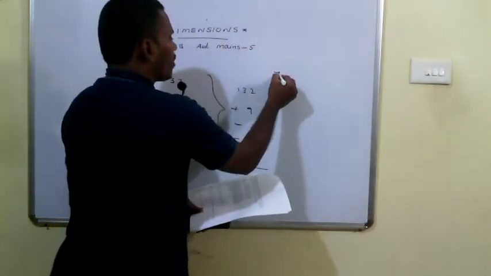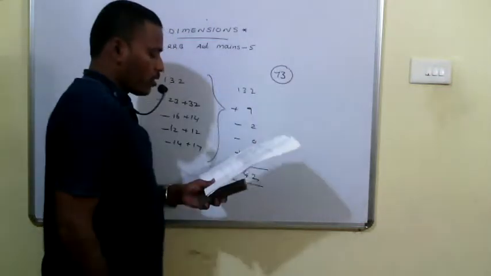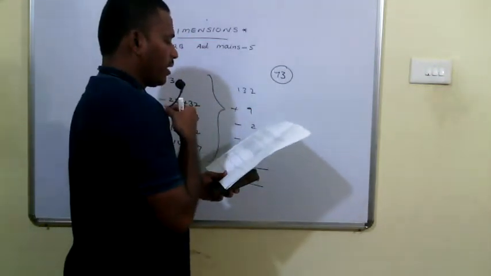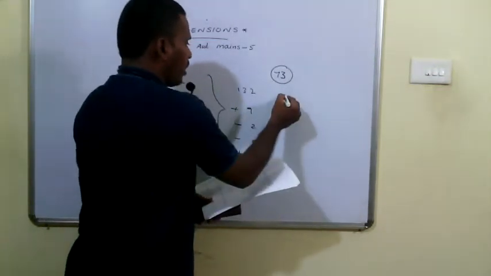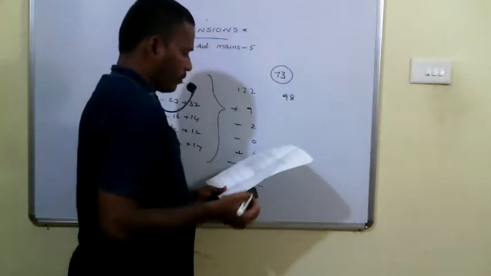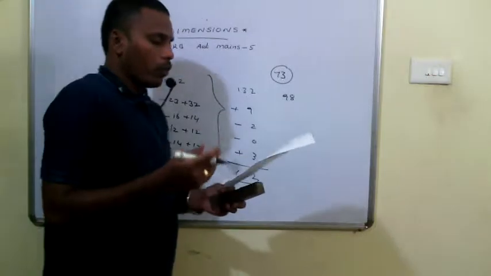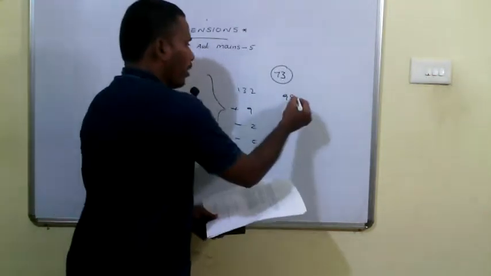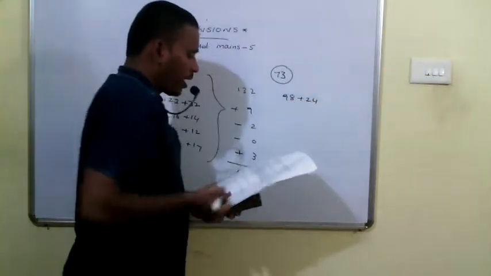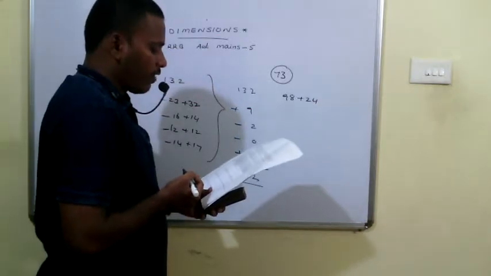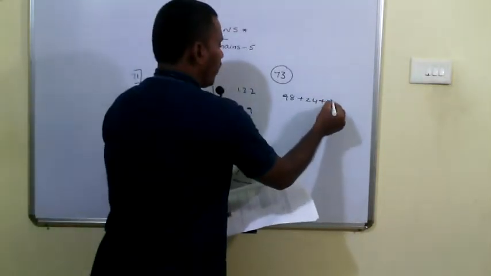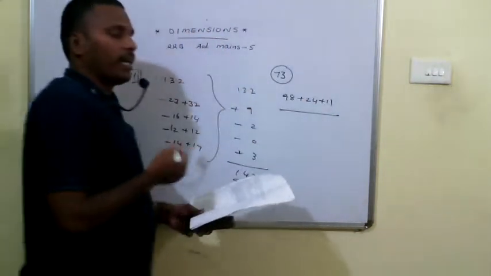Coming to the 73rd problem. Unit C in 1996. Initial strength is 98. In 95, what happens? 12 persons left and 36% joined, so we need to add 24. In 96, 8% left and 19% joined. We need to add 11. This is the strength of unit C in 1996.